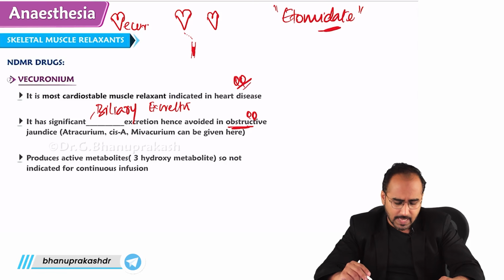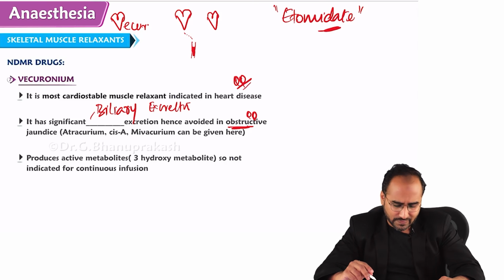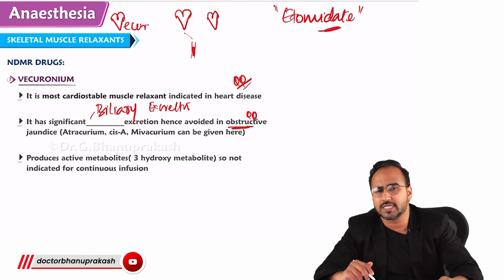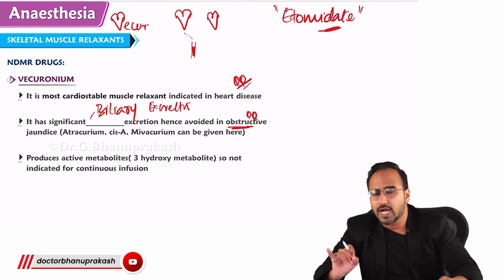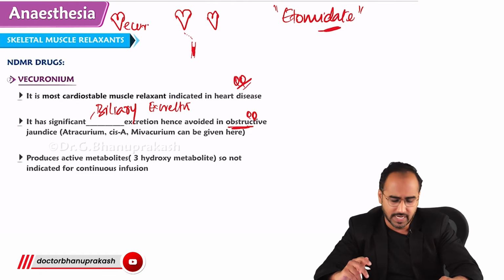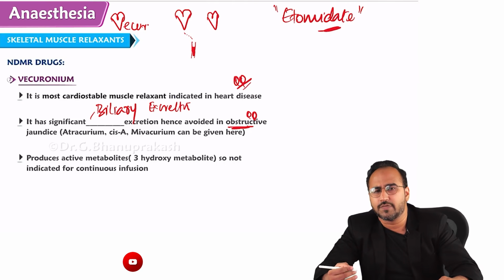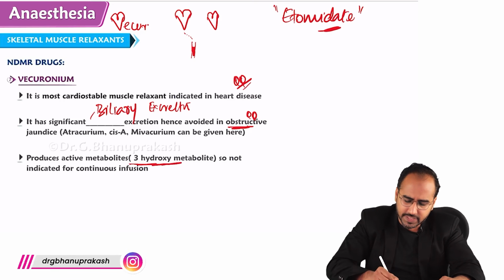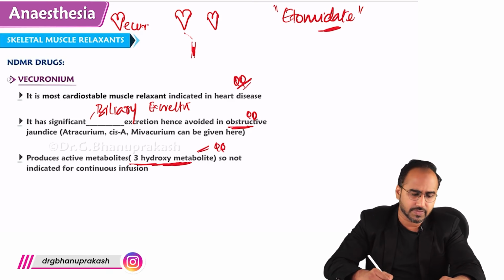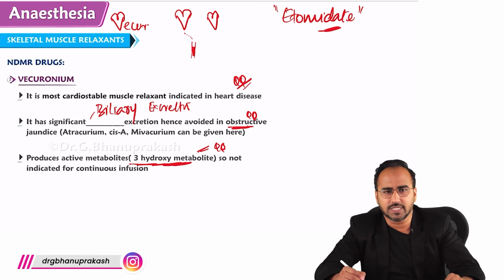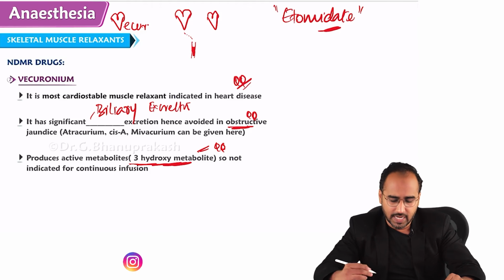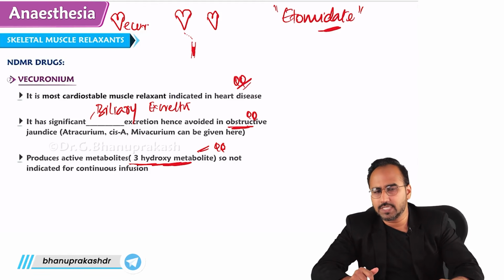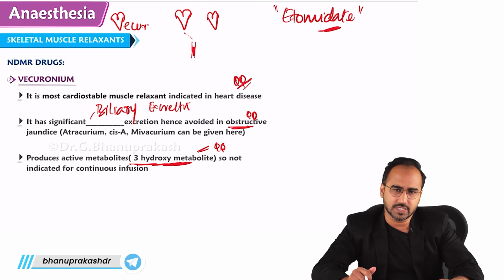Right? So remember, guys, we are talking about Vecuronium. Vecuronium is the most cardiostable muscle relaxant indicated in heart disease, but it has biliary excretion, hence avoided in patients suffering with obstructive jaundice or hepatic failure. When you give Vecuronium as a long-term infusion, a metabolite is formed in the blood, which is called the 3-hydroxy metabolite. Hence Vecuronium should never be given as a long-term infusion. It leads to formation of a 3-hydroxy metabolite.